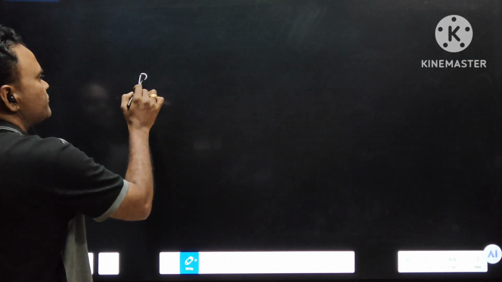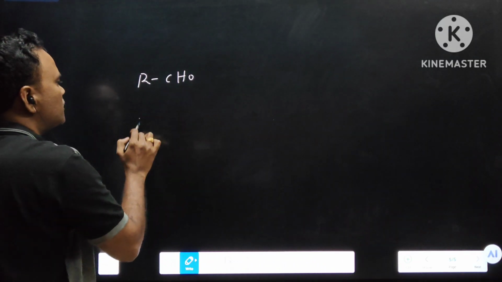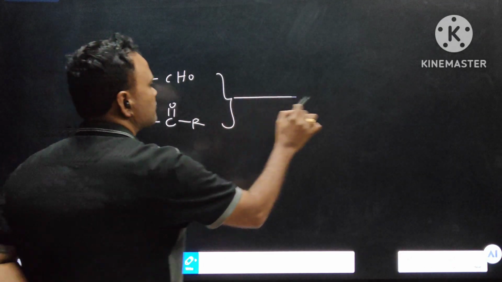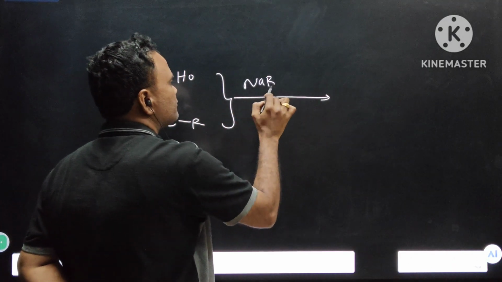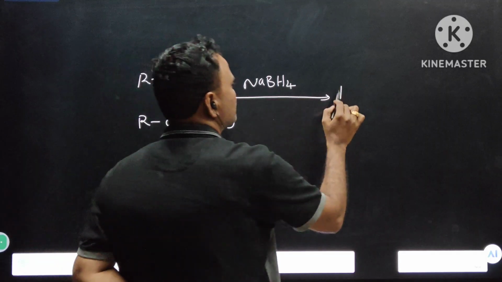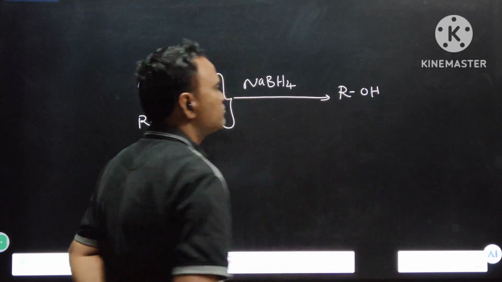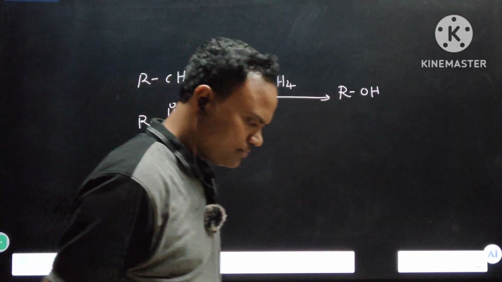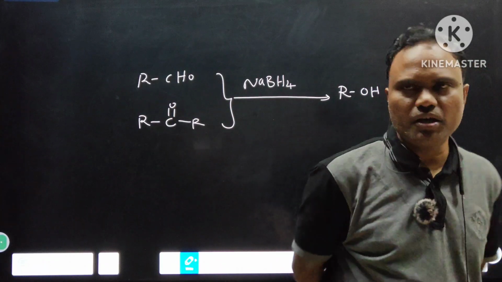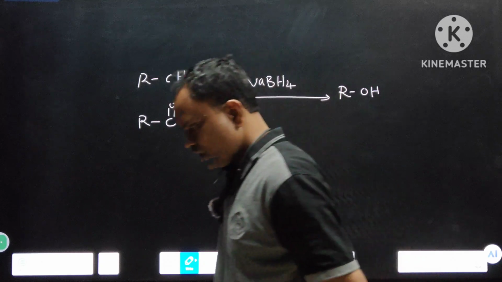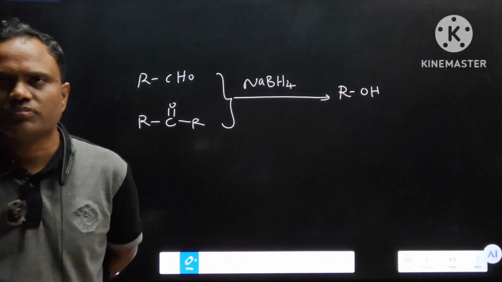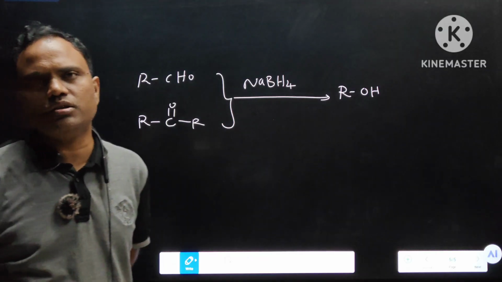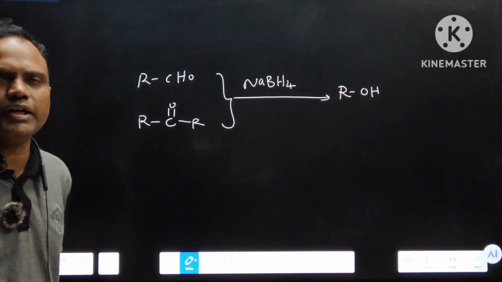Look at this. I am writing only two. What are the two? Aldehydes and ketones only. It won't reduce other functional groups. It does not have the power or capacity to reduce other functional groups. Right, that is about the reducing agents, lithium aluminum hydride and sodium borohydride.